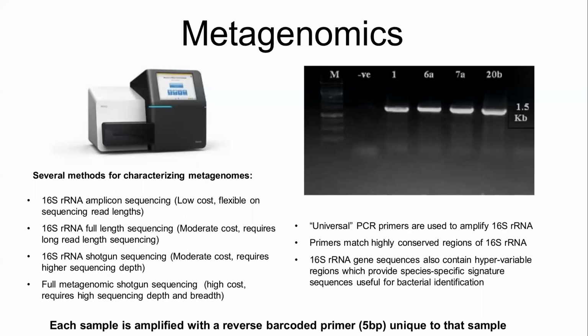is called metagenomics, and metagenomics is typically of four types: 16S rRNA amplicon sequencing, 16S full-length sequencing, 16S rRNA shotgun sequencing, and full metagenomic shotgun sequencing. These are connected to cost and also flexible read lengths. The machine you can see here is the MiSeq DNA sequencer produced by Illumina, and these are used for sequencing all those metagenomes collected from the natural sample. Universal PCRs are used, and these are amplified.